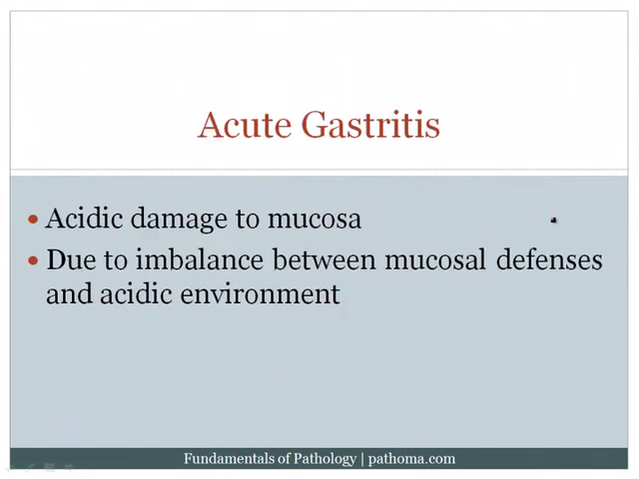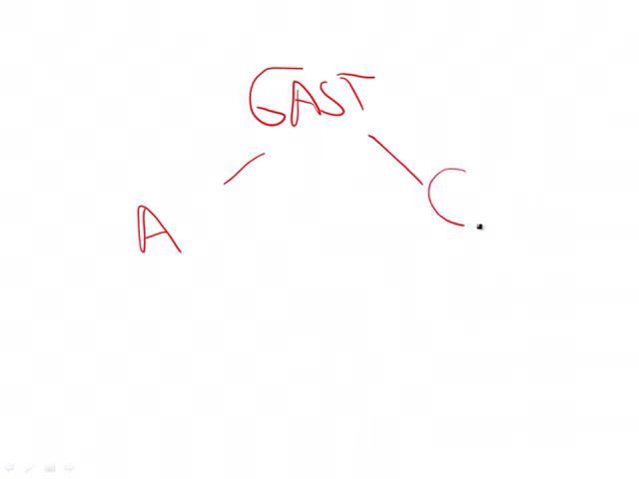Acute gastritis is very straightforward. Maybe it'd be best to take a step back and do a global picture of gastritis before we move on. When you think about gastritis, remind yourselves that there are two types: acute gastritis and chronic gastritis. Acute gastritis is basically a story of burning of the stomach by acid. When acid burns the surface of the stomach, that's called acute gastritis.